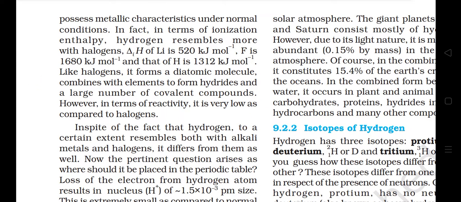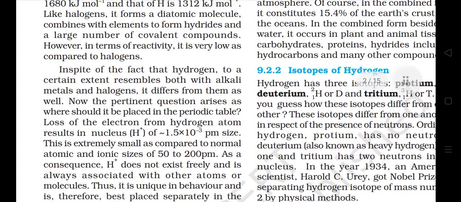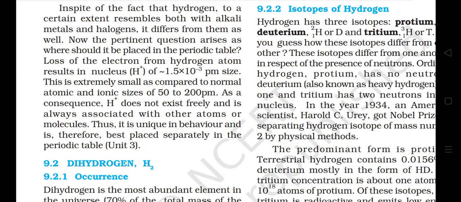In fact, in terms of ionization enthalpy, hydrogen resembles more with halogens. ΔiH of lithium is 520 kJ per mole, fluorine is 1680 kJ per mole, and that of hydrogen is 1312 kJ per mole. Like halogens, it forms a diatomic molecule, combines with elements to form hydrides and a large number of covalent compounds. However, in terms of reactivity, it is very low as compared to halogens. In spite of the fact that hydrogen to a certain extent resembles both with alkali metals and halogens, it differs from them as well. Now the pertinent question arises as to where it should be placed in the periodic table?